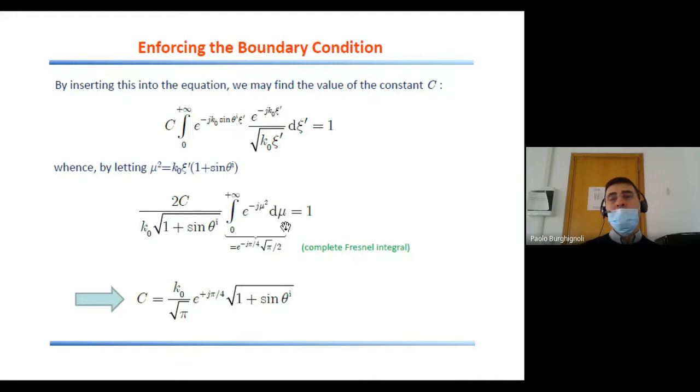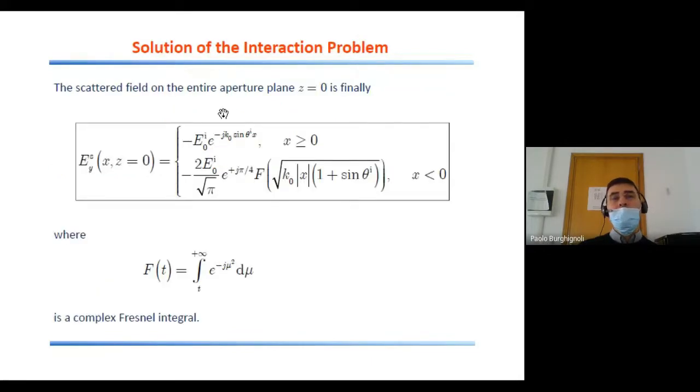Its value can be expressed in elementary terms, and in particular, it's equal to e to the minus j pi over 4 times the square root of pi divided by 2. So from here, you can isolate the constant c, which has this expression here at the bottom in terms of known quantities. And finally, we have the solution. The solution is the following.